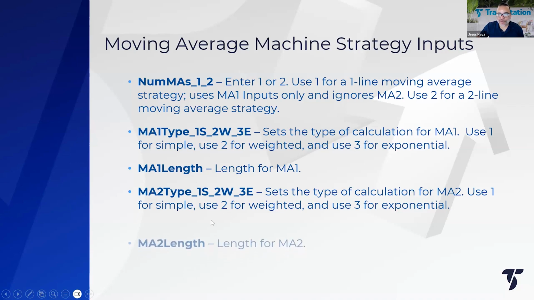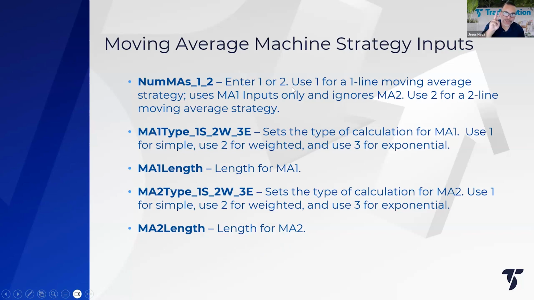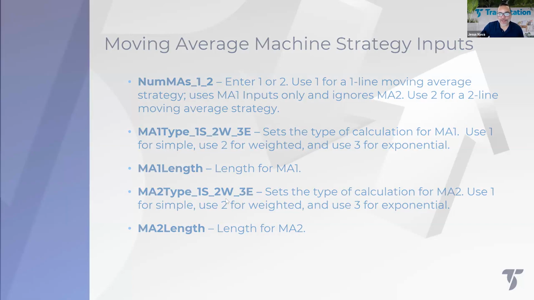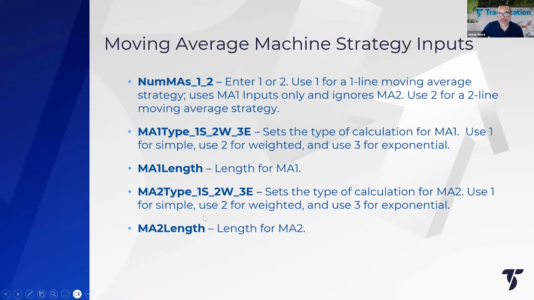Now, the next 3 are only used if you've set the top one to 2. If you've set the top one to 2, meaning that you want to use 2 moving averages, you have to tell the indicator and the strategy what type that second moving average is going to be, whether simple, weighted, or exponential. And you also need to say what the length of that moving average 2 is going to be. So those are all the 6 different inputs that are in my strategy: the inputs for moving average 1 and then the inputs for moving average 2.